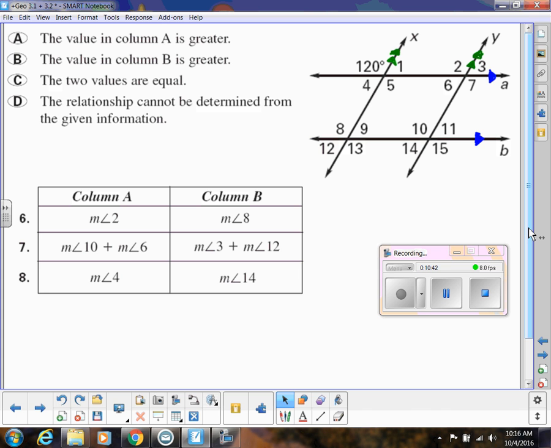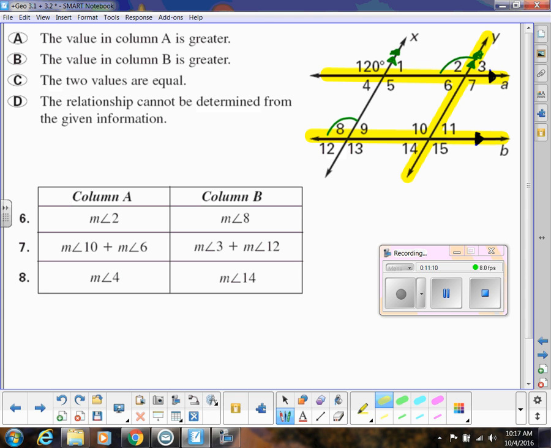Okay, so if I look at 2 and 8, what is the relationship between 2 and 8? Well, if you look at 2, this is my transversal, and then these would be my parallel lines. Do you see how 8 does not touch that same transversal that angle 2 does? So that way would not work.